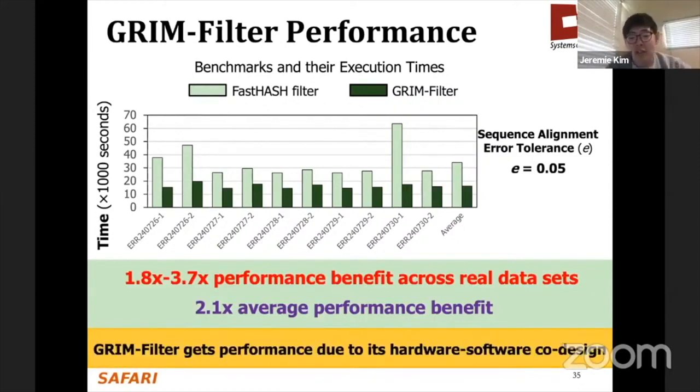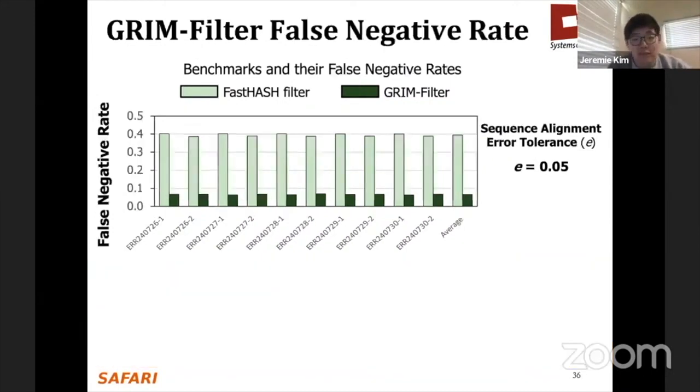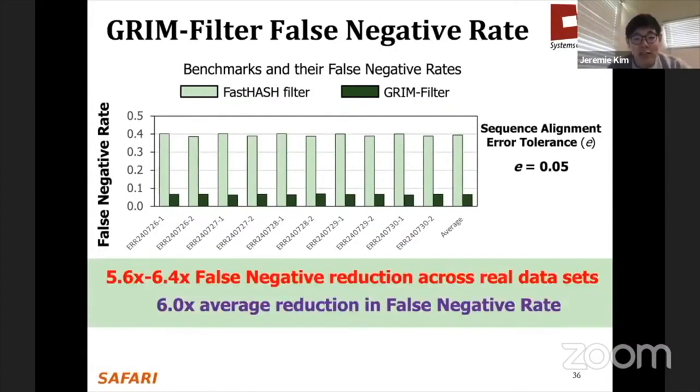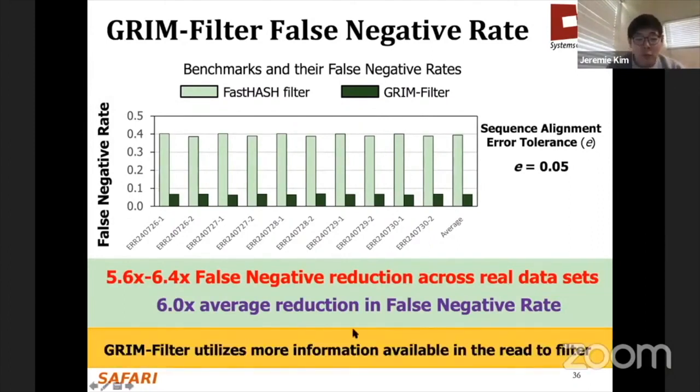GRIMFilter gets a lot of performance due to its hardware and software co-design. In terms of the false negative rates, which are on the y-axis, we get up to 6x fewer false negatives, which means that you can check far fewer locations for alignment. GRIMFilter utilizes more information available in the read to filter, because we extract overlapping tokens, whereas a lot of other approaches don't use the overlapping information, and so throw out a lot of information that might be there.